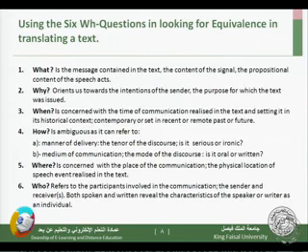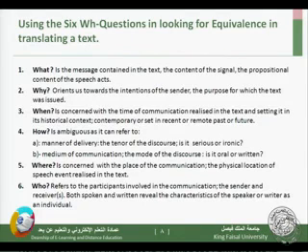Now, this is a very important point. How can we use the 6WH questions in looking for equivalence in translating a text? I'm sure the majority of you are aware of the 6WH questions. They can be used not only in translation, but in all walks of life, in all aspects of professions. You can always ask yourself these 6 questions before you do anything. This is off the subject, but here Bell uses these 6WH questions to find out about the equivalence of a text.